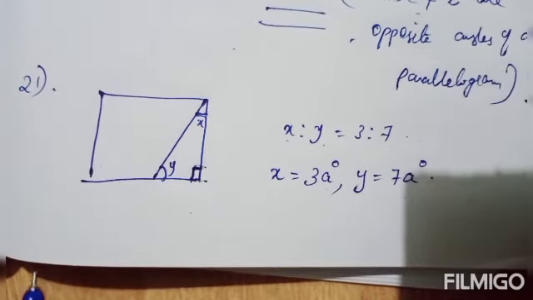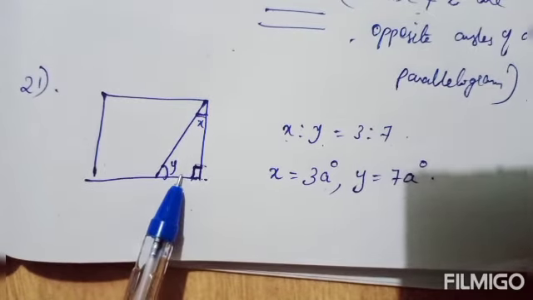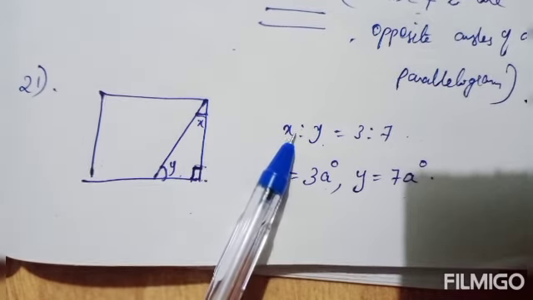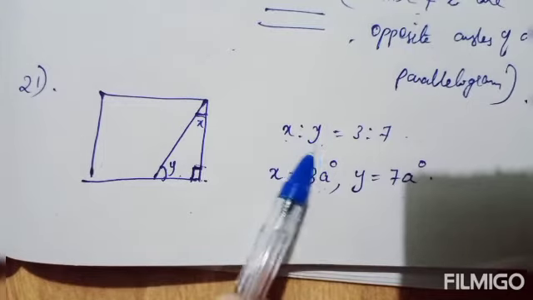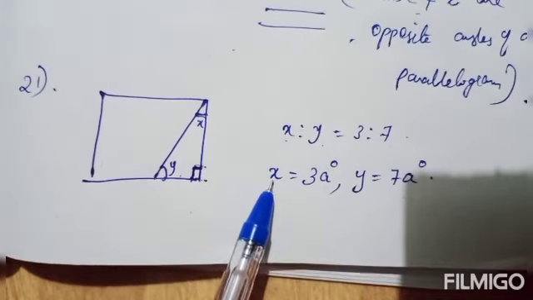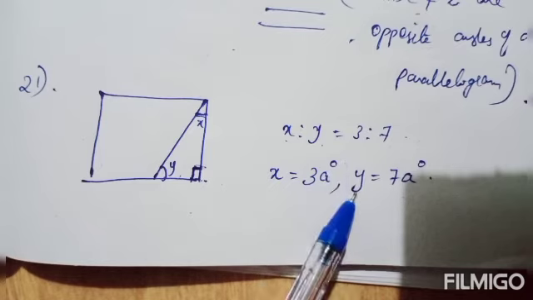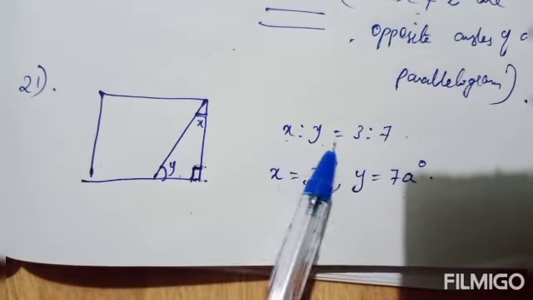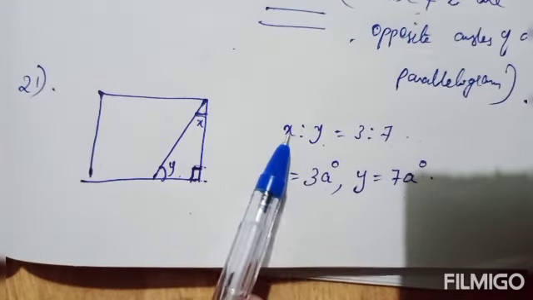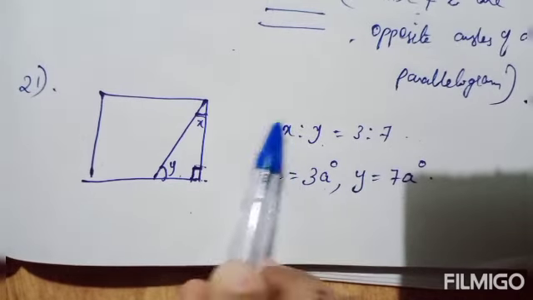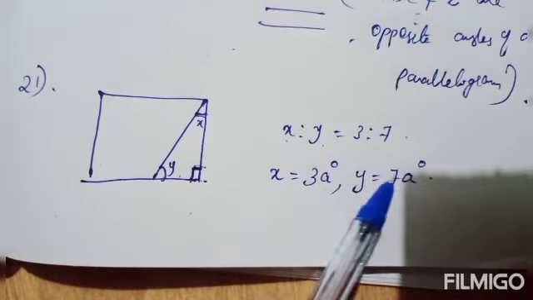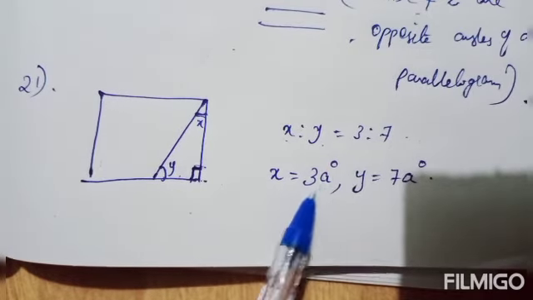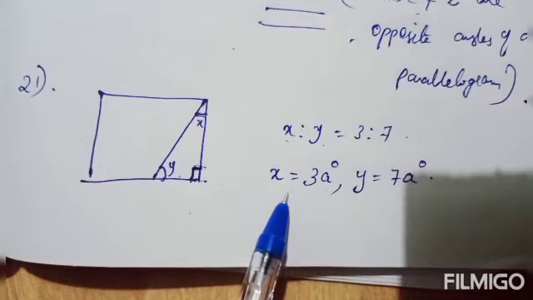You know the angles of a rectangle, all angles of a rectangle are right angle, that is 90 degree. Okay, now what is given? X is to y equal to 3 is to 7. So what will be x value and y value? From this you can write x equal to 3a degree, y equal to 7a degree. If you got a ratio, x is to y equal to 3 is to 7, it means the measure of x will be 3a degree, y will be 7a degree. In this way you can write any variable, you can multiply with the terms of the ratio.